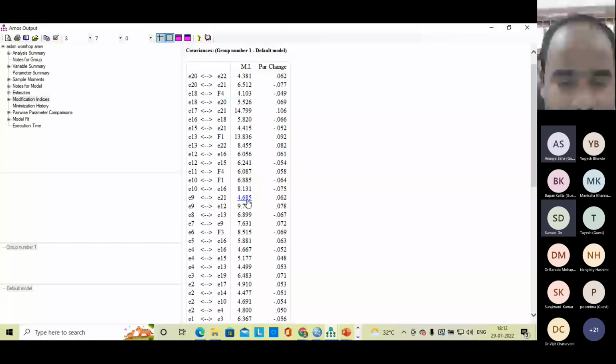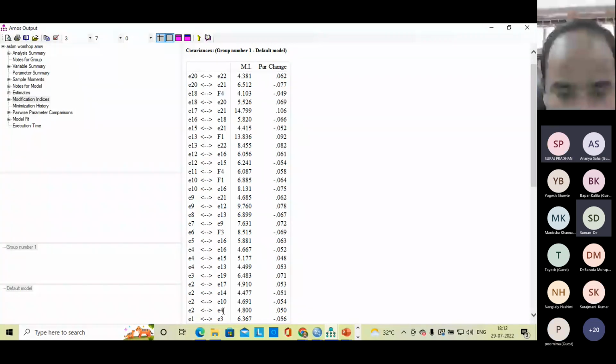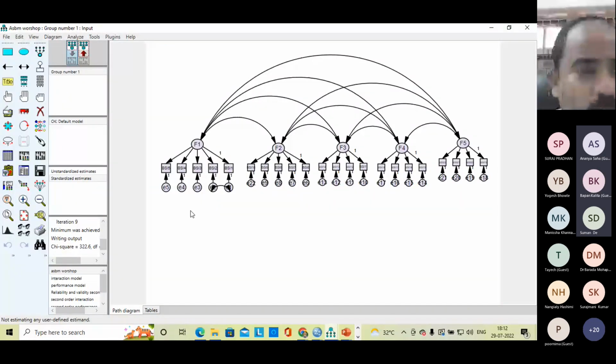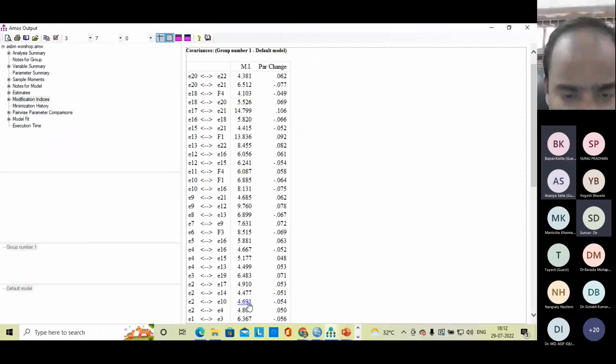Then E9. So what about E4 to E2? Is it possible? E2 to E4, the last one. It can be correlated. Yes, very good. Sir, that is E2, negative, sir. That is negative. E2 to E4, minus. No, it is positive.